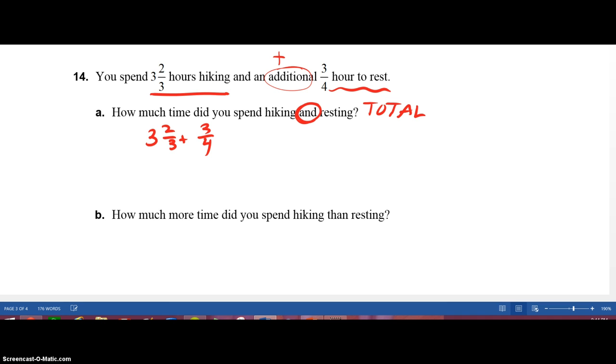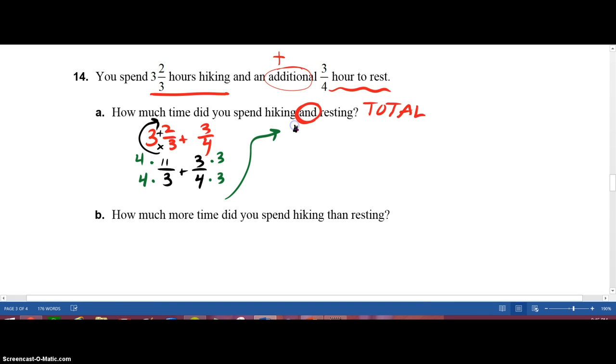So I'm going to change my first fraction into an improper fraction, and I will end up getting 11/3 plus 3/4. Since I am adding fractions, I need a common denominator, and here my denominator should be 12, so I'm going to multiply numerator and denominator of my first one by 4, numerator and denominator of my second fraction by 3. And my new fraction here will be 44 over 12 plus 9 over 12.